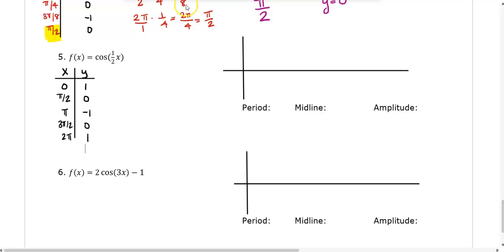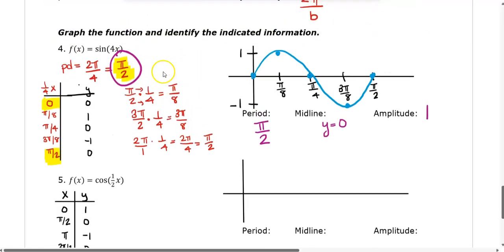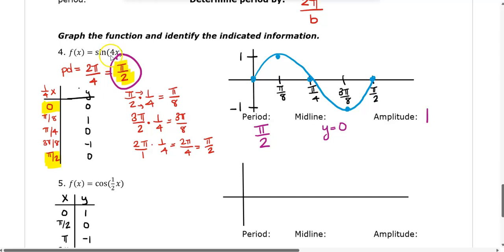Now, one thing that I want to point out to you, I just mentioned it a second ago. This 4 right here reduced the period from 2 pi to pi over 2. It shrunk my period by 1/4.